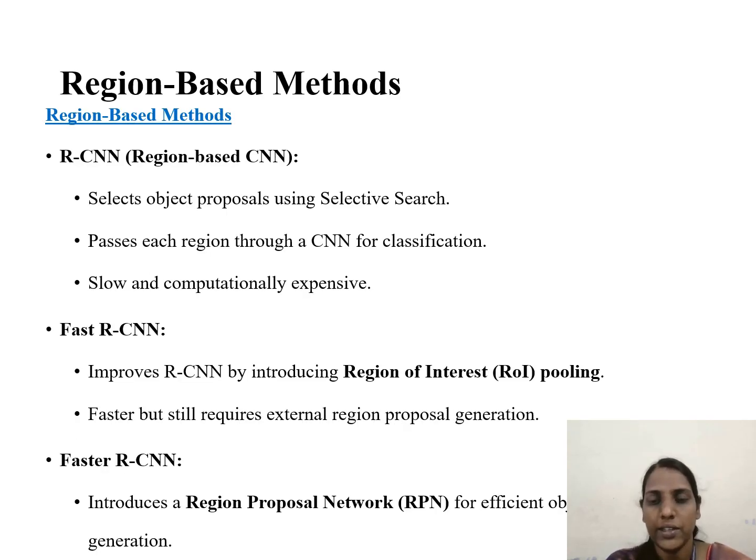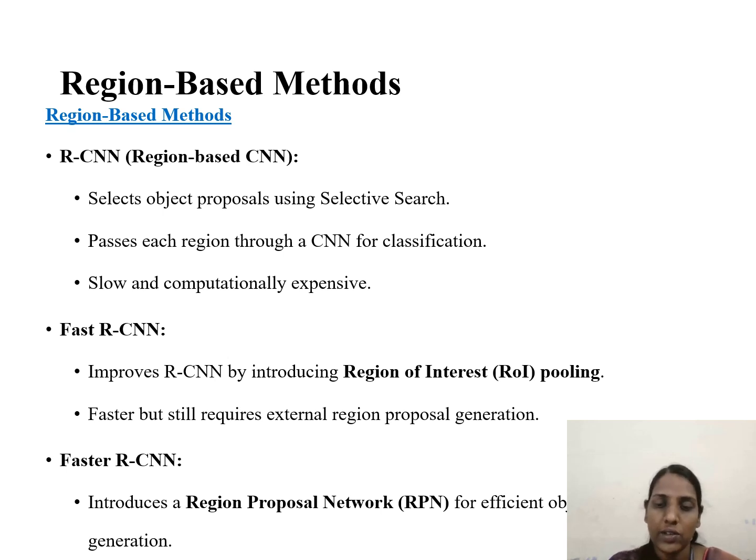Region-based methods. In region-based methods, we are using three methods: R-CNN, Fast R-CNN, and Faster R-CNN. R-CNN, from the name itself, is derived from region-based convolutional neural network. We select the object proposals using selective search only, and we pass each region through the CNN for classification. So it is very slow and computationally very expensive.